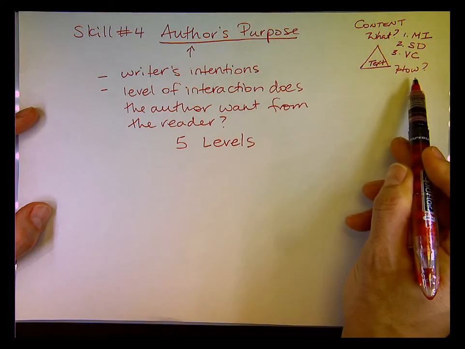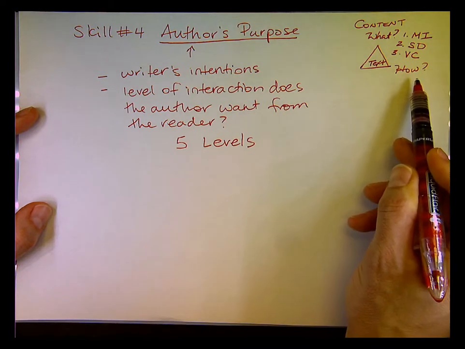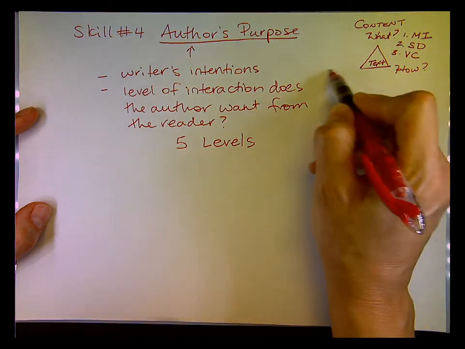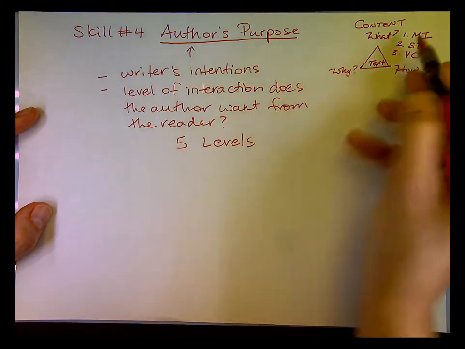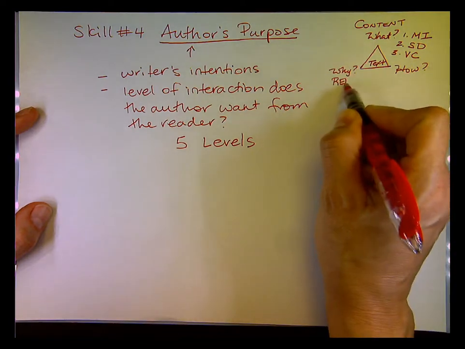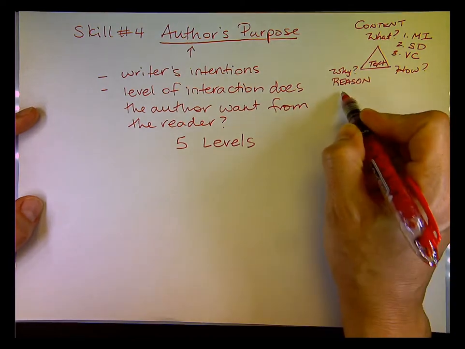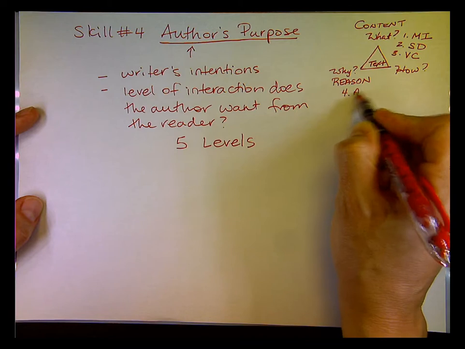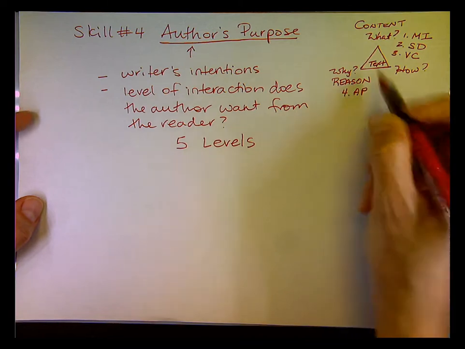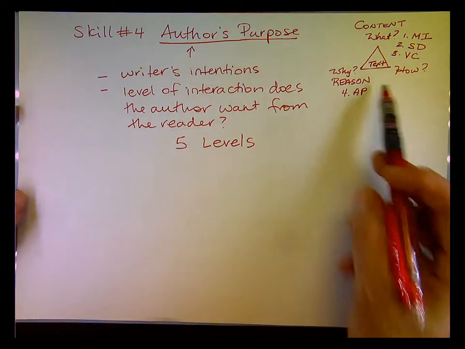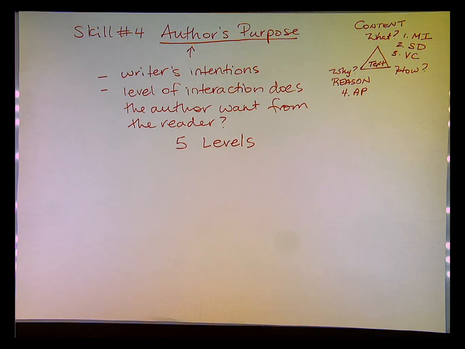There's also the question how. How is it put together? Now, we're not getting to that yet. We're actually going to come back around to that for test 2. And right now we're going to settle in on the question why. What is the reason why an author writes something? And that brings us to that 4th skill. I'm going to abbreviate AP, author's purpose. So that's what we're doing here. That's where we are in the big picture.